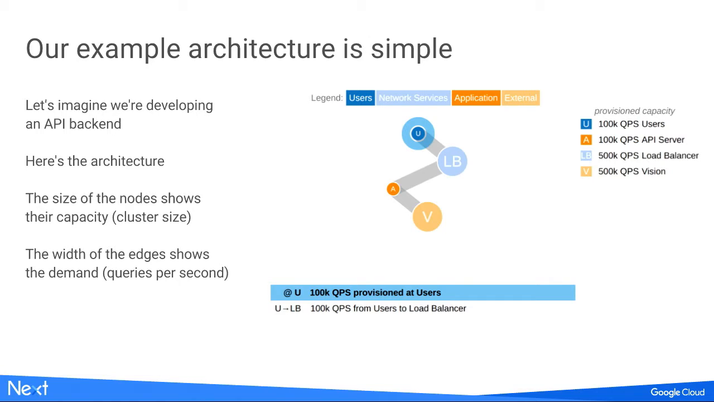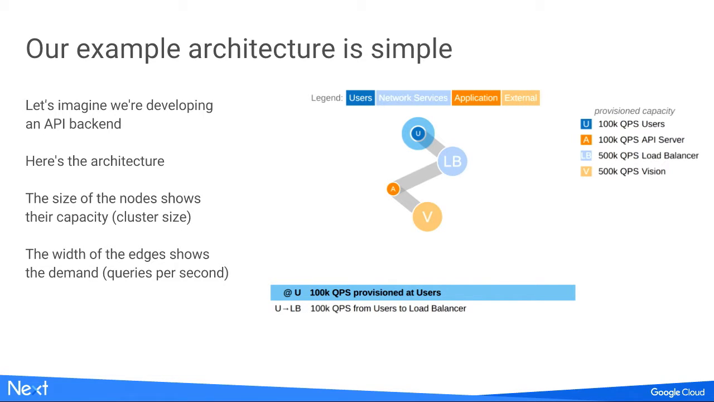It's pretty simple. We have an API backend that we're developing. We have some users. They're represented by the U. Okay. We have a load balancer. That's the LB. Your API backend is the A. This is kind of the thing that you're coding. And then you have an external service, which I called a vision API, right? It could be something. But you're calling to it, and it's not under your control.